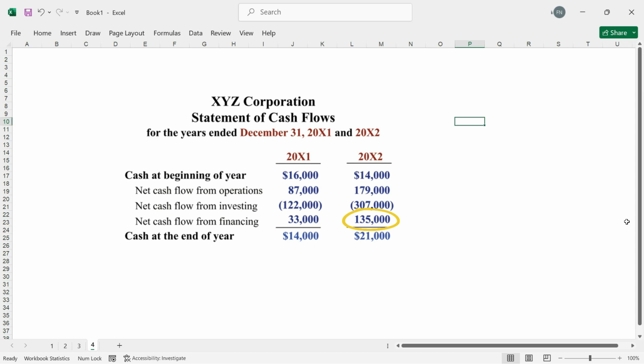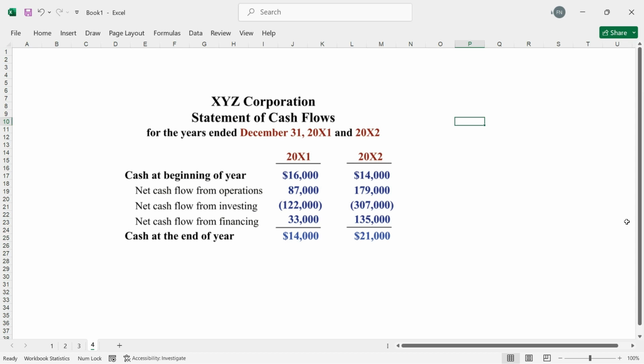The net result of all of these cash inflows and outflows is that our cash balance at the end of the year 20X2 is $21,000. In other words, after all of our transactions involving cash, we started the year with $14,000 and end the year with $21,000. This is good to know because cash is extremely critical, and we need to make sure that we're going to have sufficient cash to continue to operate and pay our obligations in the future.